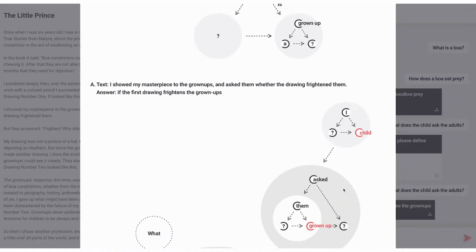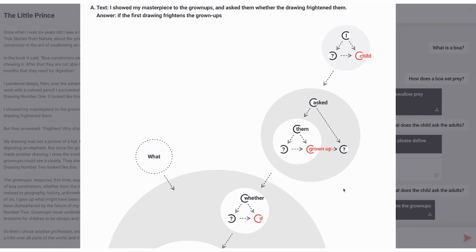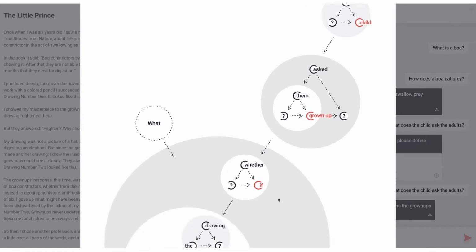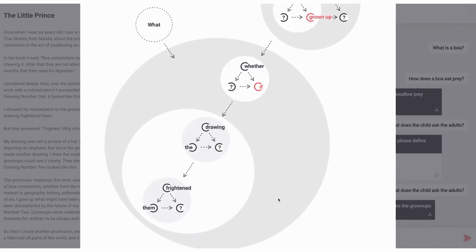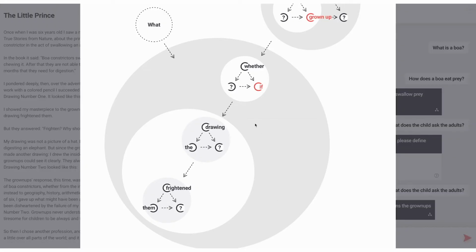All right, so yes, see in the text, I showed my masterpiece to the grown-ups and asked them, right? I, the child, ask them, the grown-ups, whether, and that's the what, whether, which is the same as if, the drawing frightened them, and that's how we get our answer. So it is very important to note that the what is not in the position, but semantically it represents something, it has to be understood. That's why from the question, it understands, okay, so if the drawing frightens grown-ups is the position of what, which satisfies semantically. All right.